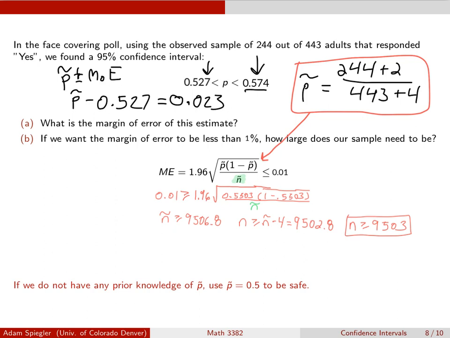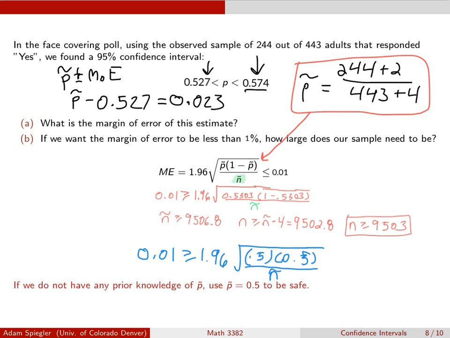So in that case, you would just set up a very similar inequality here, and that is we would want this 1% to be greater than or equal to the 1.96 times the square root. And now in place of p tilde, we're going to use 0.5, and therefore 1 minus p tilde is also 0.5. And then we're going to divide all of that by n tilde, and you would solve that similarly.